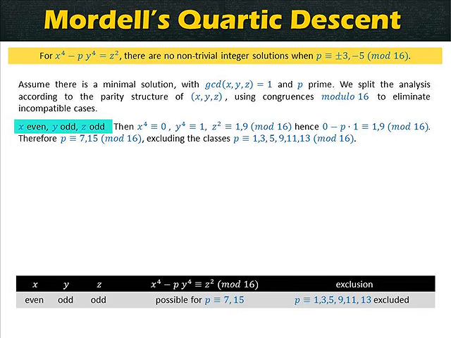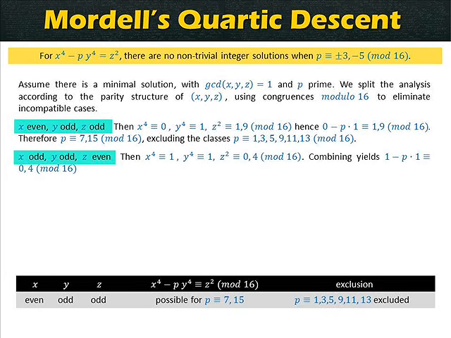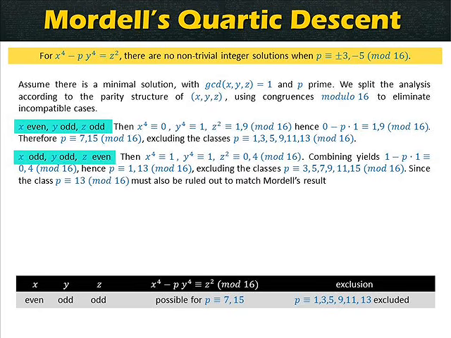Next, we analyze the case x and y odd while z even. Again, working modulo 16, we find that only two residue classes remain possible for P, 1 and 13, excluding the classes 3, 5, 7, 9, 11, and 15. Since the class 13 must also be ruled out to match Mordell's result, we dig a little further.